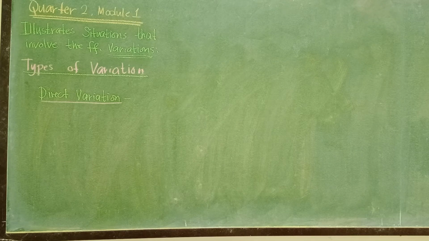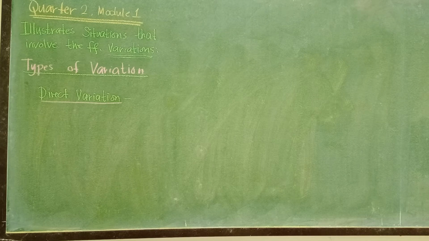In this type, if a variable x increases in a given ratio, then y also increases in the same ratio. Similarly, a decrease in x causes a decrease in y. When two quantities, say x and y, are directly related, it is said that y varies directly as x or x varies directly as y. The following statements also indicate a direct relationship between two variables or quantities.